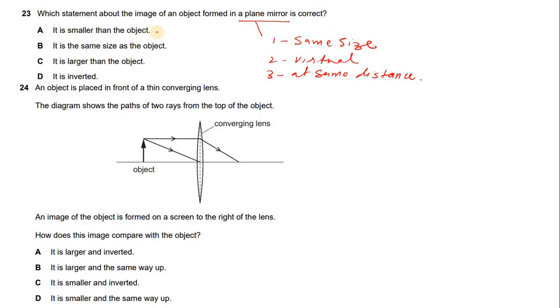A: it is smaller than the object. No. B: it is larger than the object. No. C: it is inverted. That is wrong. A plane mirror image is never inverted. It is erect, the same as the object. So it is the same size as the object. So the option is B.